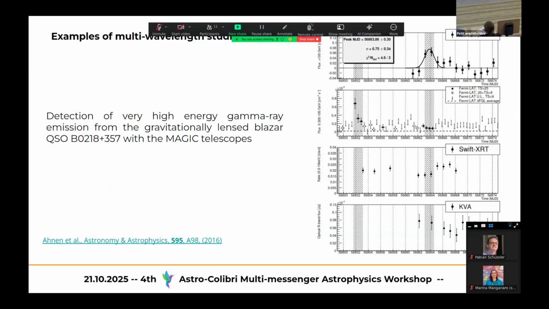Again, another example, this was a gravitationally lensed blazar, light curve terrible. I mean, what can you do? We tried to collect simultaneous data. This is the best we could do. There was another group trying to get other data, but this is the best we could do.